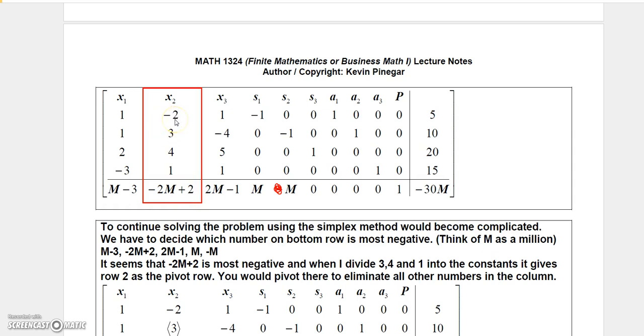You can't use the negative 2 because that's a negative number. You would divide 3 into 10 and get 3 1/3. You'd divide 4 into 20 and get 5. And you would divide 1 into 15 and get 15. So the smaller of these three quotients would be the 3 1/3 I got when I divided this. So that means that the 3 would be the pivot element.